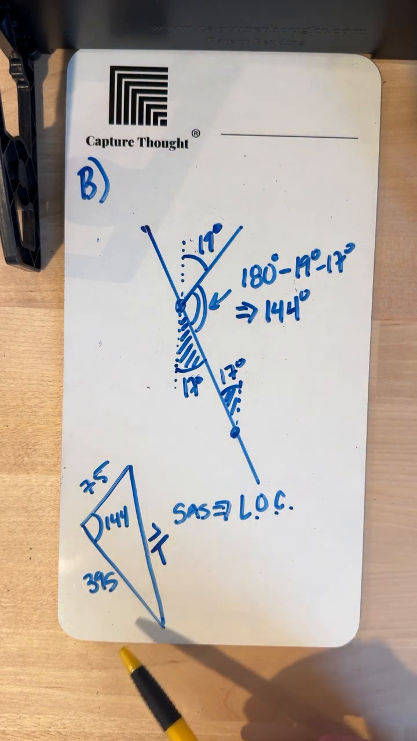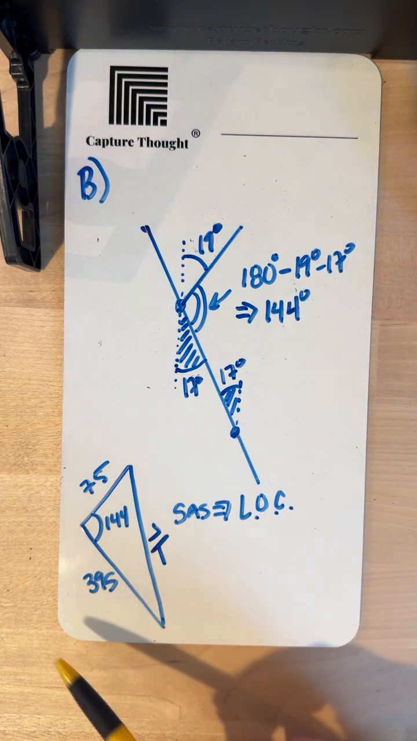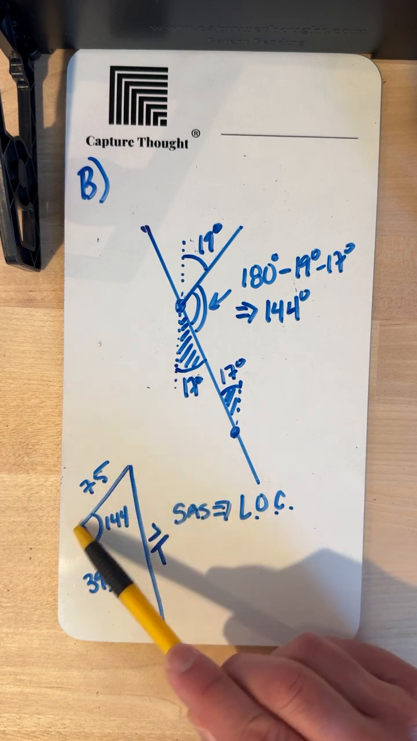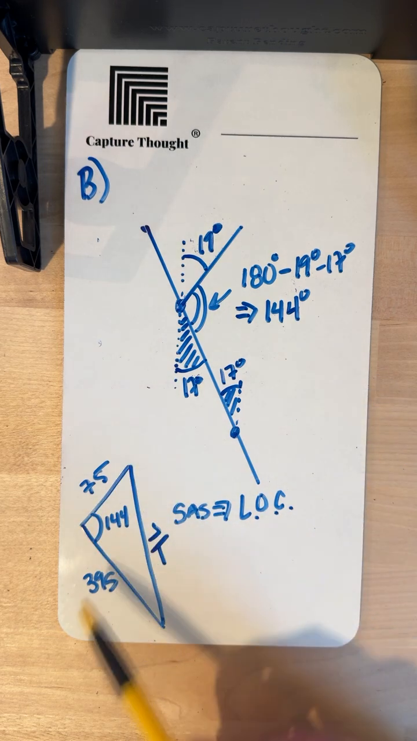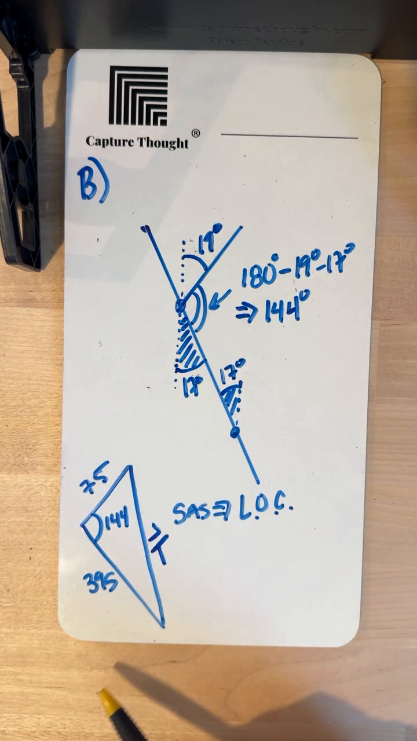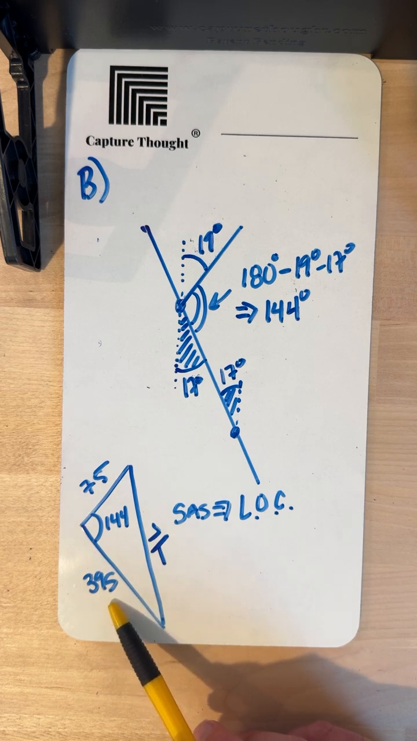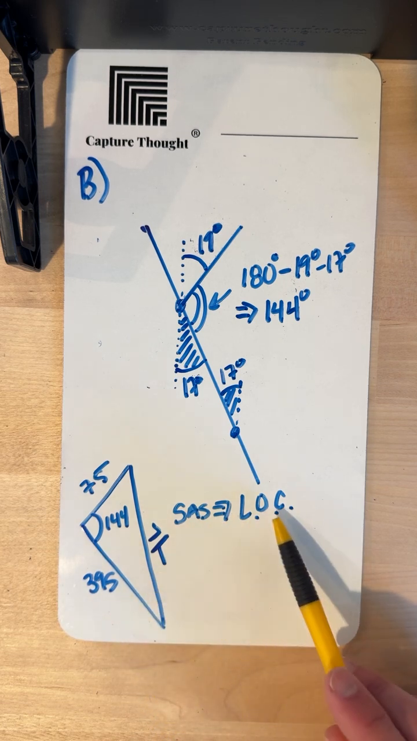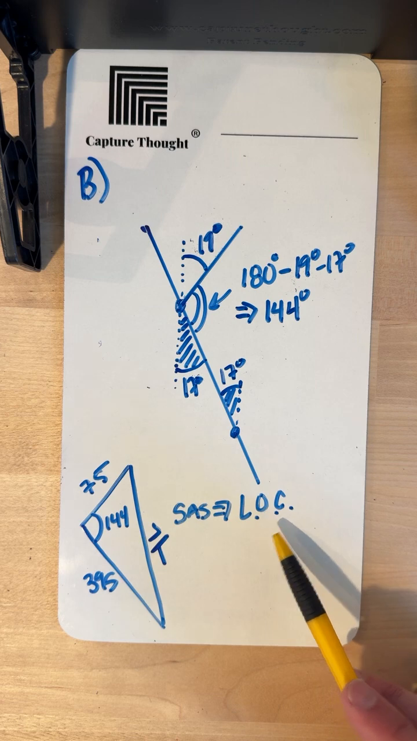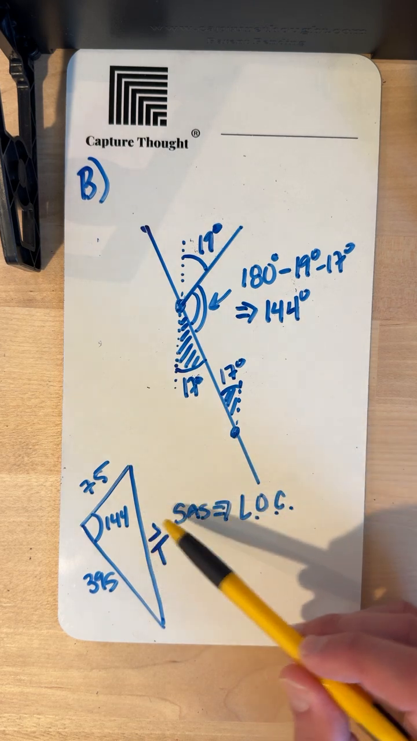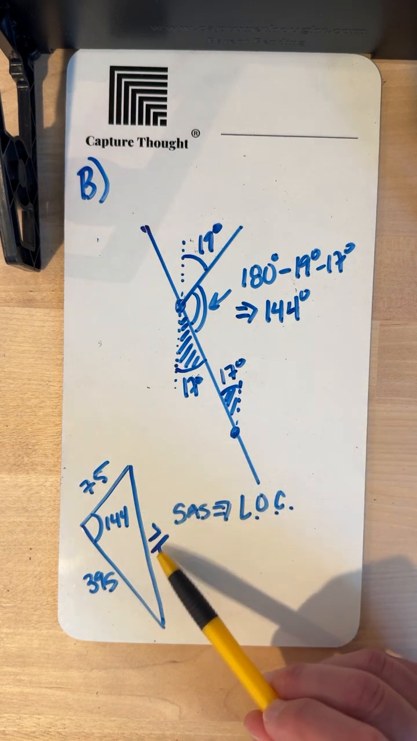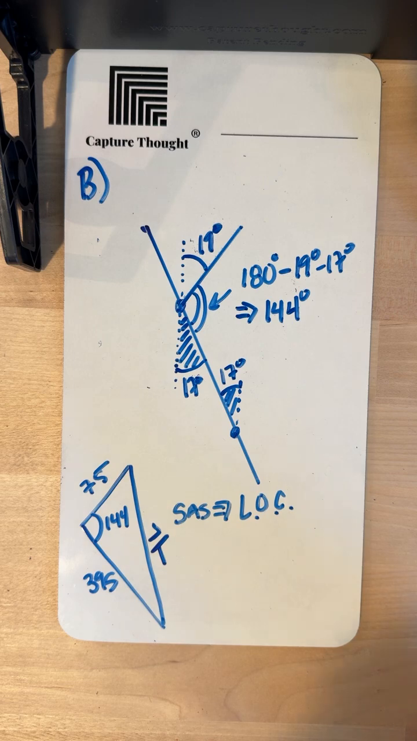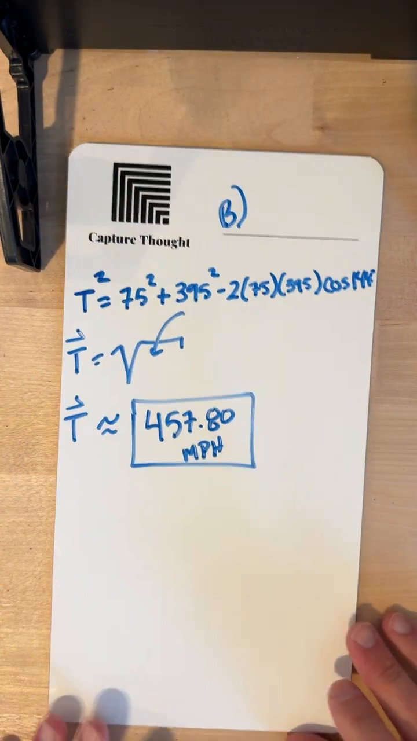So really what you've got here is a side-angle-side triangle. You know this is now 75. The angle in the middle is 144. And this is 395. So side-angle-side implies you're going to use the law of cosines. So we're interested in this, which is the true vector, which I called T vector. Okay, so how do you get that? Well, we're going to do law of cosines for part B.